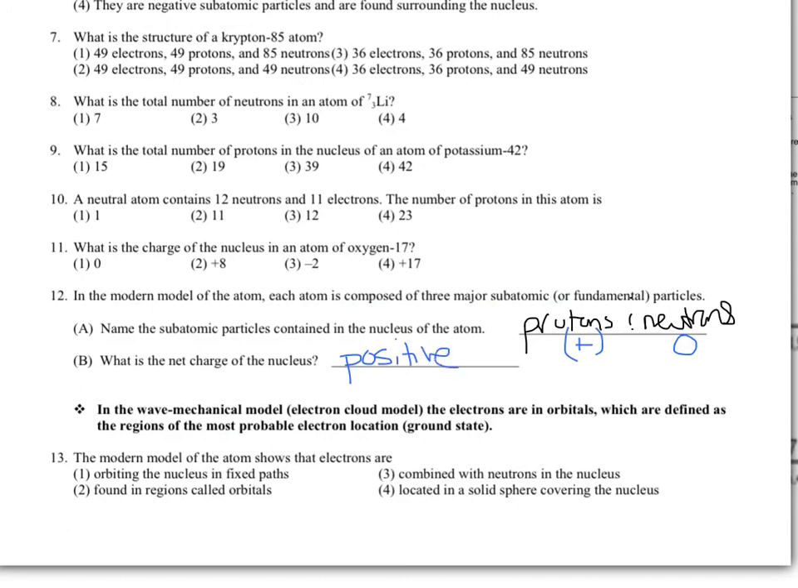Now, the modern model of the atom shows that electrons are found in clouds. So they are not orbiting in fixed paths. That's Bohr's model of the atom. They're instead found in orbitals or clouds. So cloud is just another name for orbital.